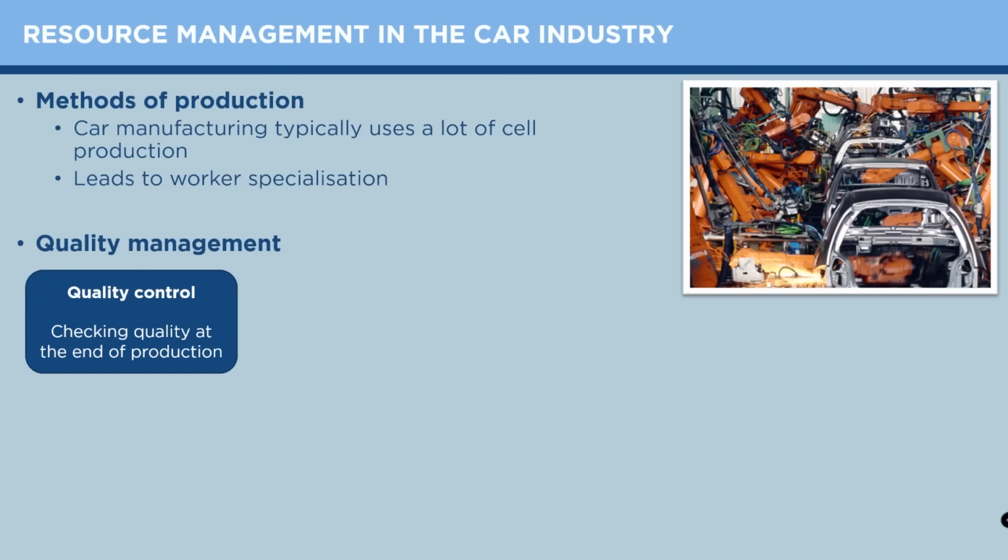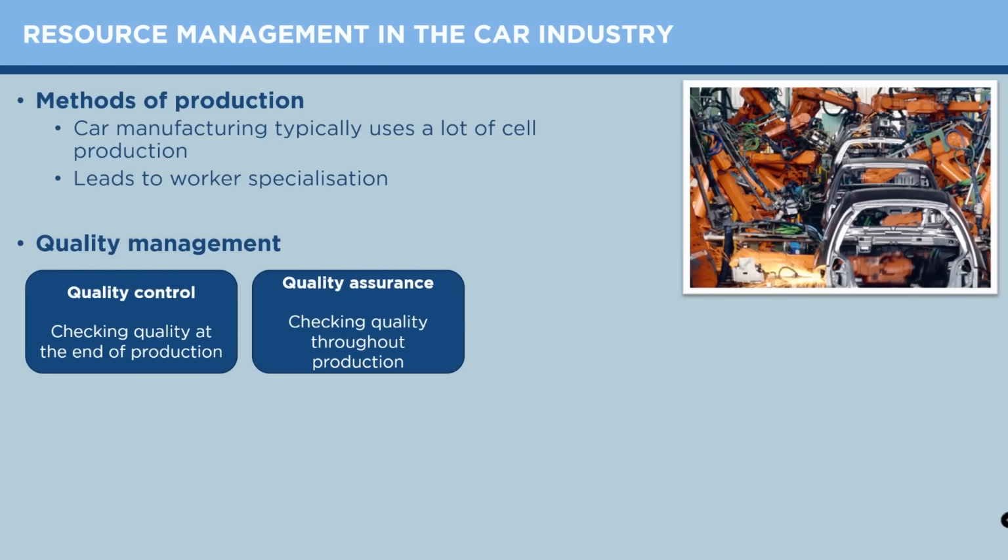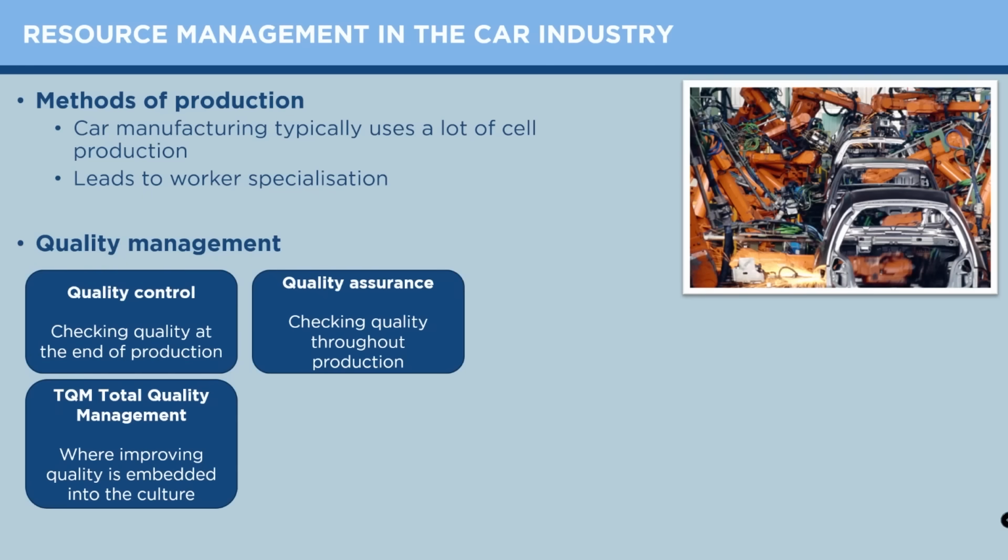Quality control is where we check our quality at the end of production. Quality assurance is where we check quality throughout production, which has an obvious benefit of potentially identifying faults earlier, but it does mean that production takes longer. Then we've got two models. TQM, total quality management, is where, rather than it being one person's job to be the quality control person, it's everyone's job within the organization. It's part of the culture of the organization that quality is embedded, and everyone is responsible for trying to improve the quality of the products. Whether you're directly involved in that particular piece of building the car, or in a different part, you're involved in improving quality.